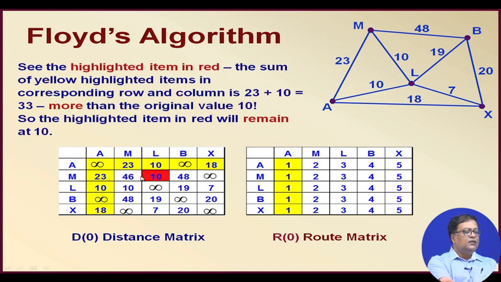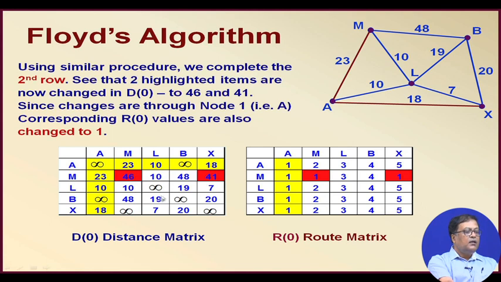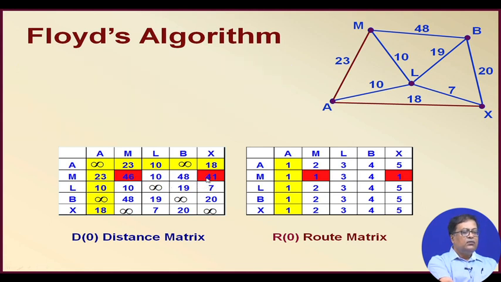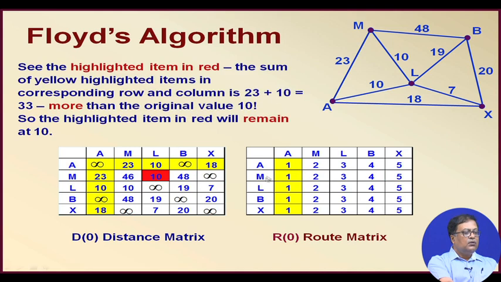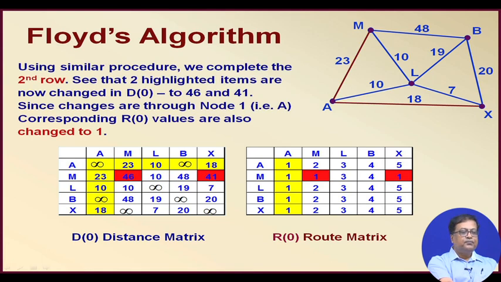So, look at this, this is currently 10, it should be how much? Because 23 plus 10 is 33, more than 10. So, it remains at 10. Now, look at this value, it was infinity, but 23 plus 18 is 41. So, it will now become 41.